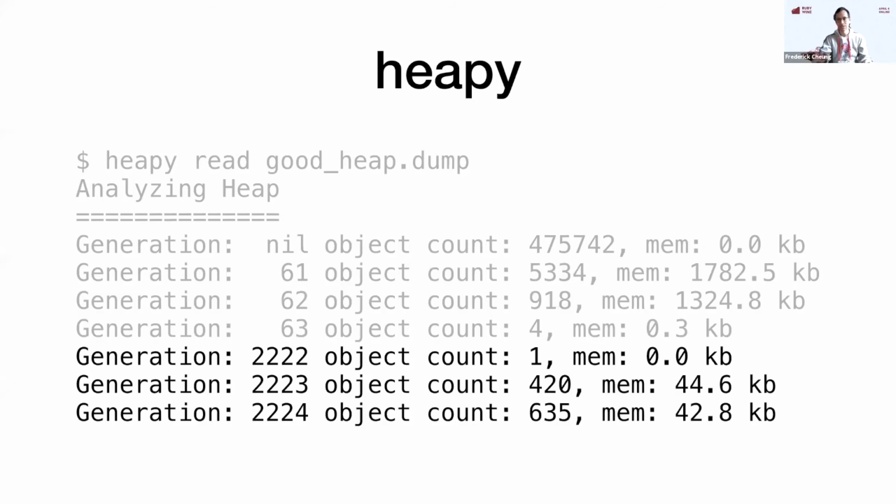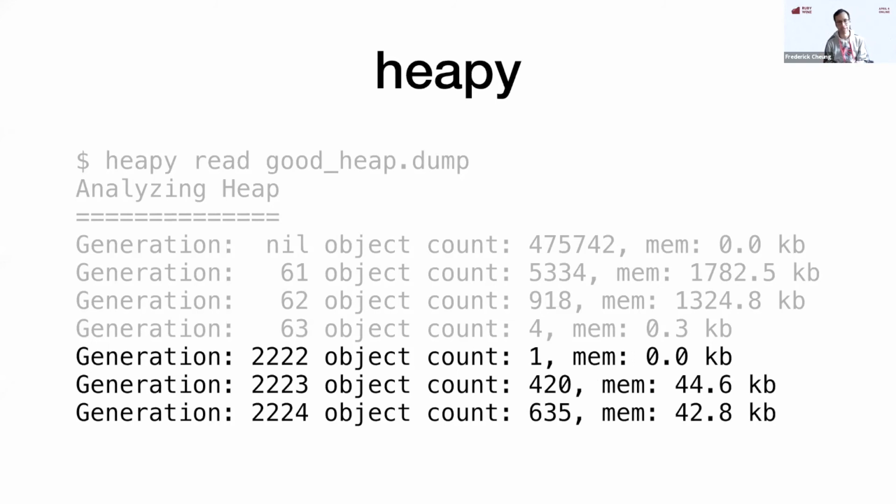And then we get this. So we go straight from generation 63 to generation 2222. This is great. What that means is that in between, there were 2,160 generations worth of memory, where the memory was allocated, it was used, and then it was released. And then we have a little bit of memory right at the end that's been allocated very recently and is still being used. And that's what you would like to see in an application.